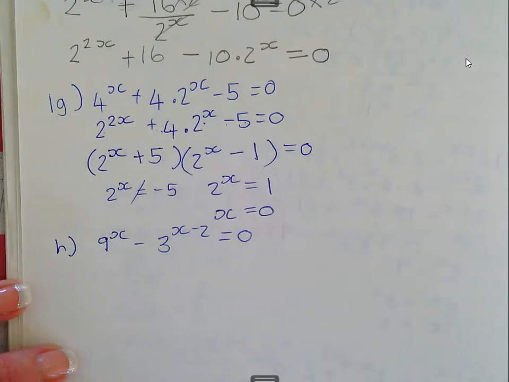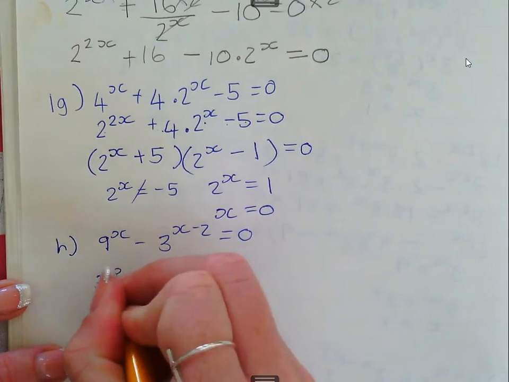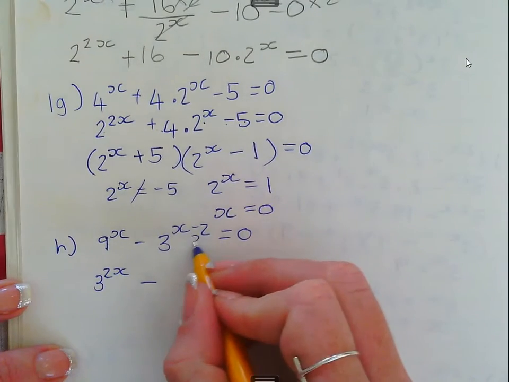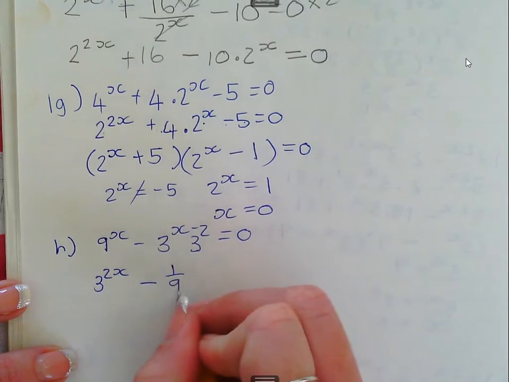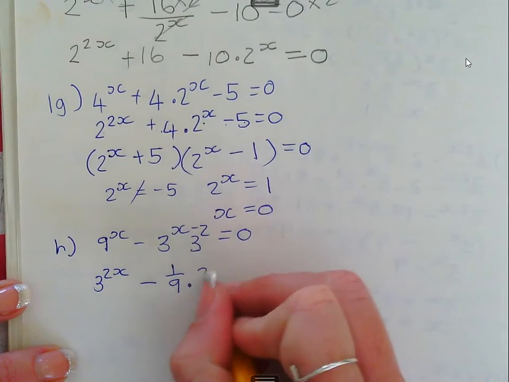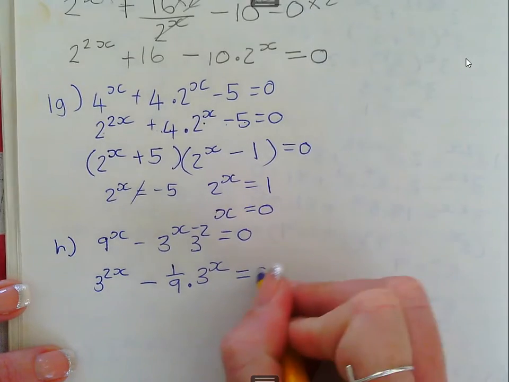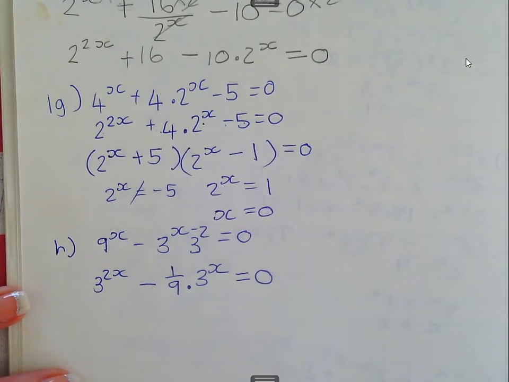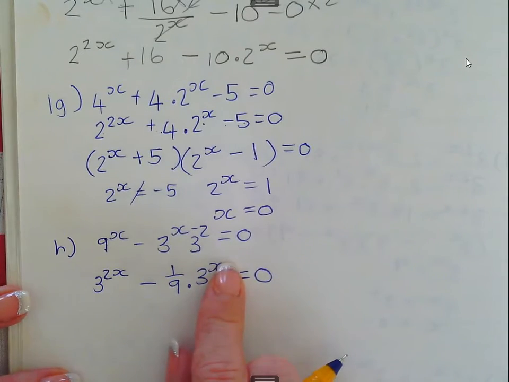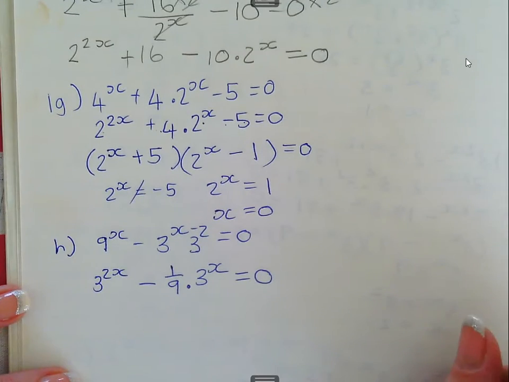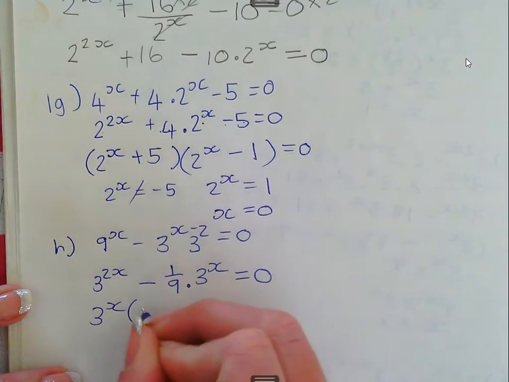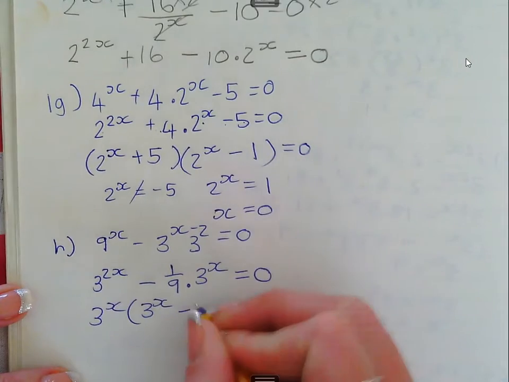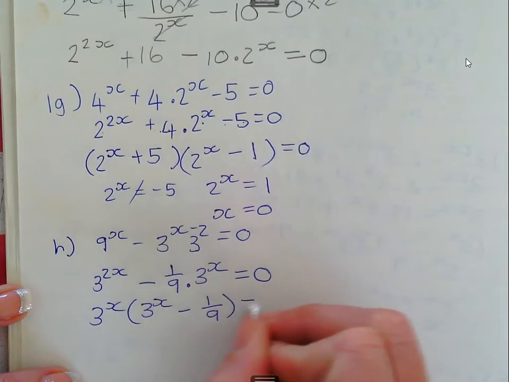Alright, H, the 9 I changed to 3 to the power of 2x minus, and I gave that negative 2 its own base. That's 3 to the power of negative 2. Do you all agree it's a ninth? A ninth times 3 to the power of x equal to 0. Now, did you notice, although this is a quadratic, it's not a trinomial. When it's not a trinomial, we just take out something in common. Then I'm left with 3 to the power of x minus a ninth equal to 0.